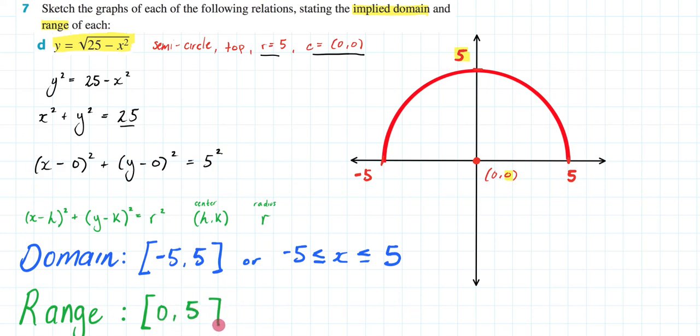And once again, I could write it another way. I could say that my range is 0 is less than or equal to y is less than or equal to 5. So make sure you put a y here when we're talking about range. So we've now completed 7d. We sketched the graph and wrote down what the domain and range is. Hopefully this was helpful to you.